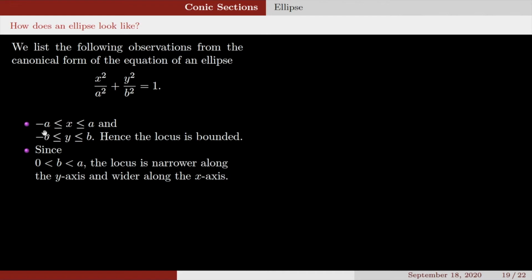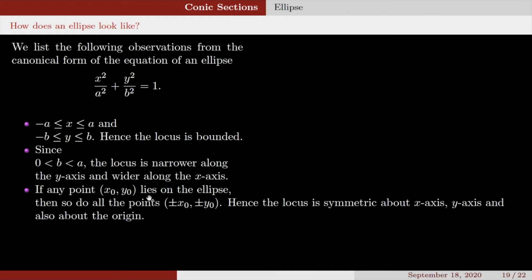If I say a is 5, then minus 5 to plus 5 is your range, and say b is equal to 3, then minus 3 to plus 3. So which range is bigger? Minus 5 to 5, that range is bigger. So whatever portion you have along the y-axis is narrower than the portion you have along the x-axis, because the x-axis is wider. You have the range wider along the x-axis and narrower along the y-axis.